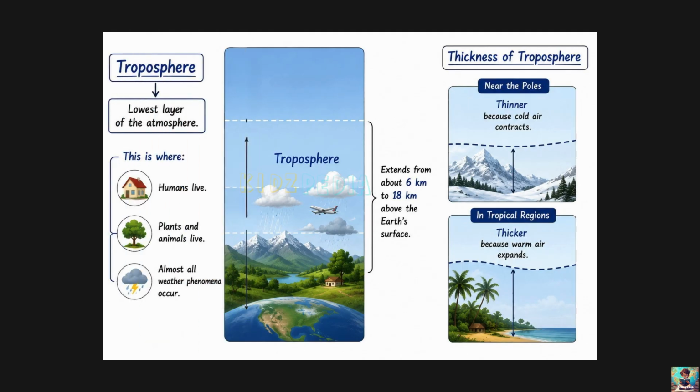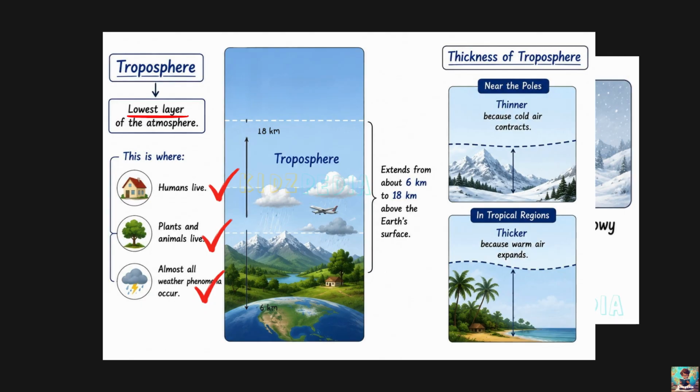The troposphere is the lowest layer of the atmosphere. This is where humans live, plants and animals live, and almost all weather phenomena occur. The troposphere extends from about 6 km to 18 km above the Earth's surface. It is thinner near the poles because cold air contracts, and it is thicker in the tropical regions because warm air expands. You will study the other layers of the atmosphere in your science classes. So remember, almost all weather happens in the troposphere.